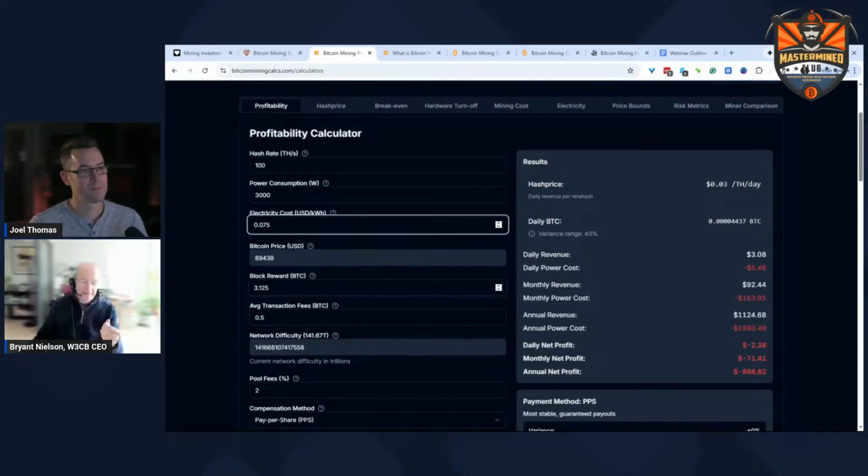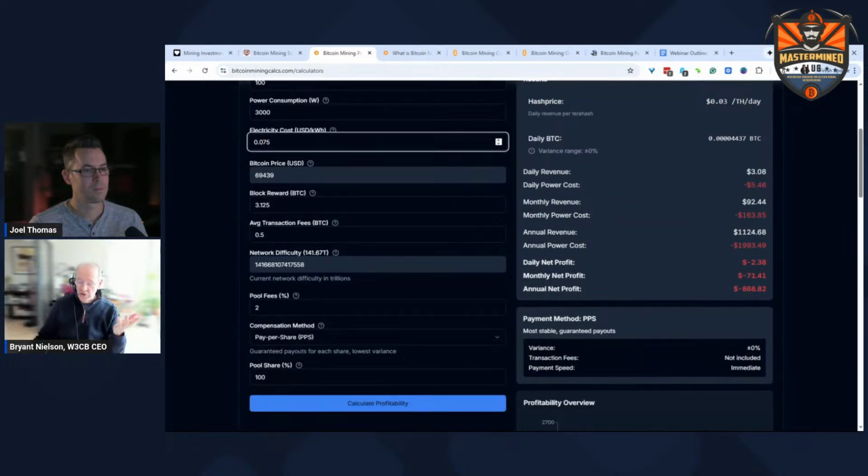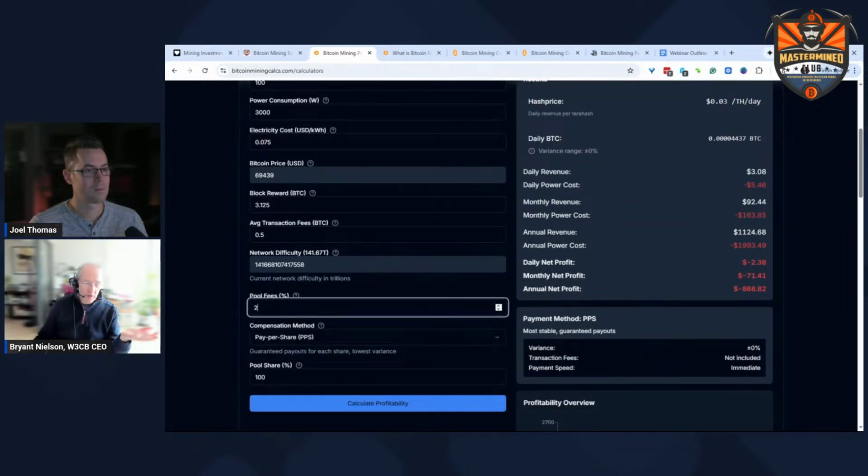It also then defaults to what is the current block reward. Because you're not just receiving the reward, you're receiving the transaction fees that are a part of it. And I'm going to show you a cool tool that I just recently added to this platform that talks about that. But all of these things are built into it. You're looking at your network difficulty. If you're not solo mining, you need to put in what your pool fees are, and even how you're compensated on the pool fees.